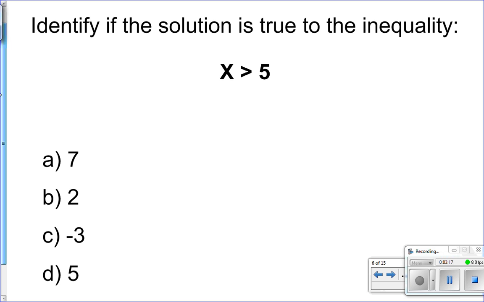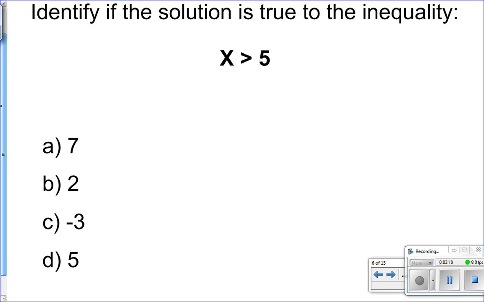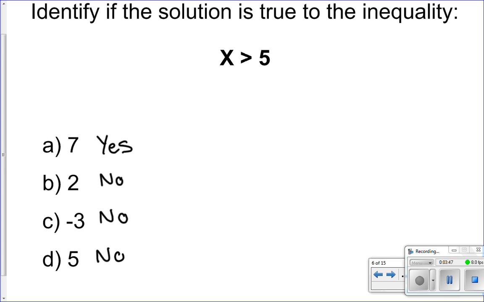So, we need to identify if the solution is true to the inequality. So x is greater than 5. So let's start with 7. Is 7 greater than 5? Yes. Is 2 a larger number than 5? Is it greater than it? Well, 2 is smaller than 5, so it's no. Negative 3 is smaller than 5, so that is also no. And then 5 is not greater than 5. 5 is equal to it. But since there is no line under the greater than symbol, 5 is not greater than 5.